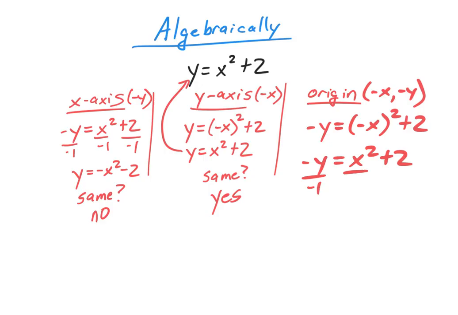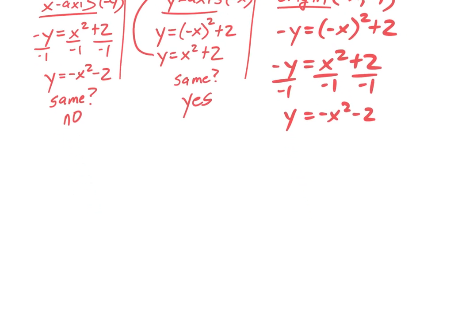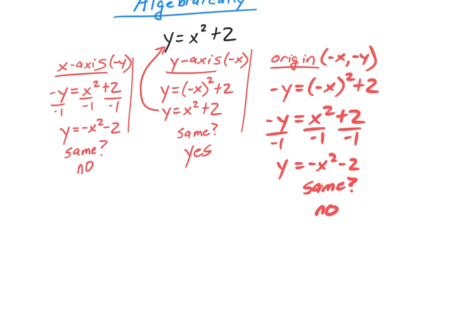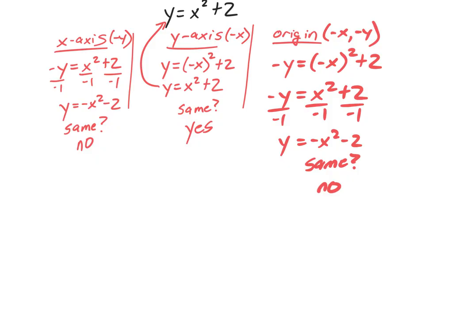And I'm going to divide by -1. And once again, is this the same as we started with? It has to be x squared plus 2, and it's not. Okay, so we would say that this is only symmetrical to the y-axis.